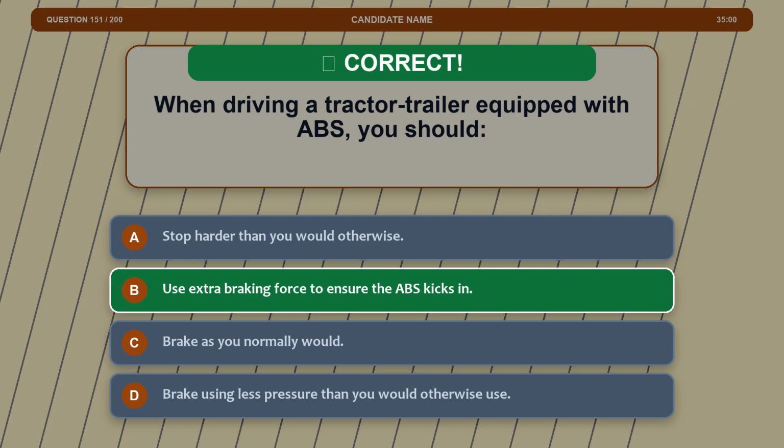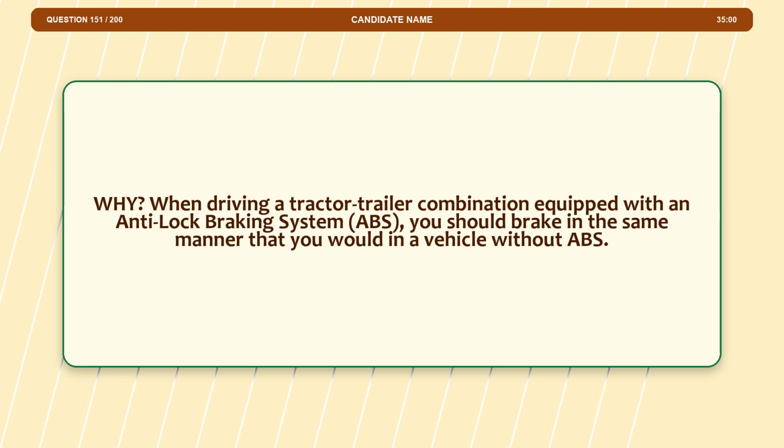The correct answer is option B. Use extra braking force to ensure the ABS kicks in. Explanation. When driving a tractor-trailer combination equipped with an anti-lock braking system, ABS, you should brake in the same manner that you would in a vehicle without ABS.